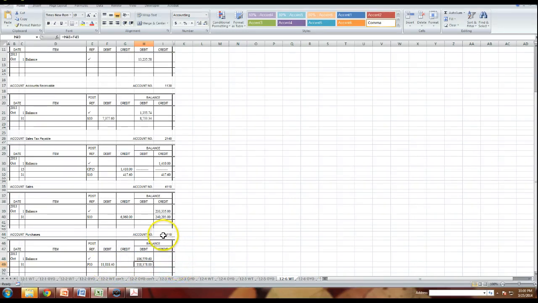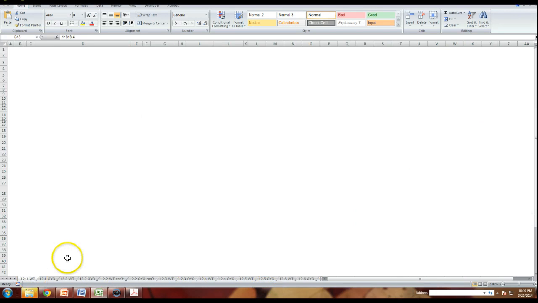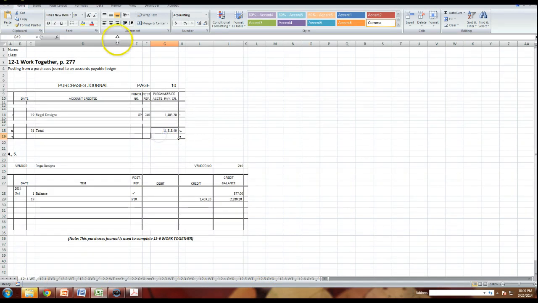That's step 4. Step 5 is we need to go put this account number in the journal to show we've posted it. So parenthesis 5110. And it's going to format all wonky. Let's fix that. We know how to do that by now.